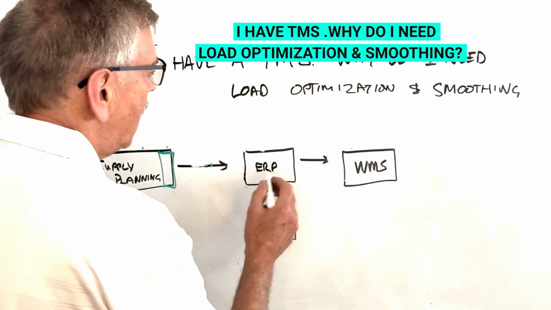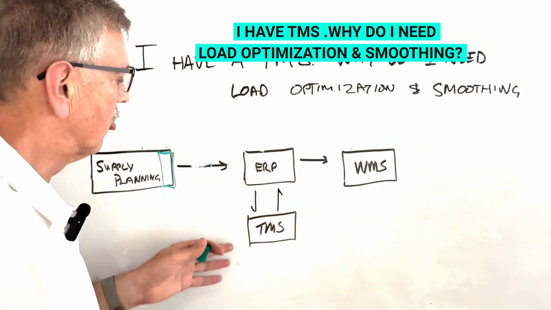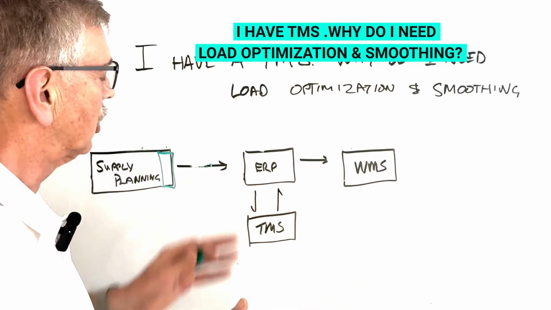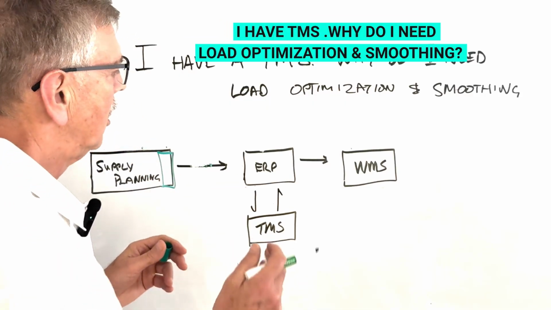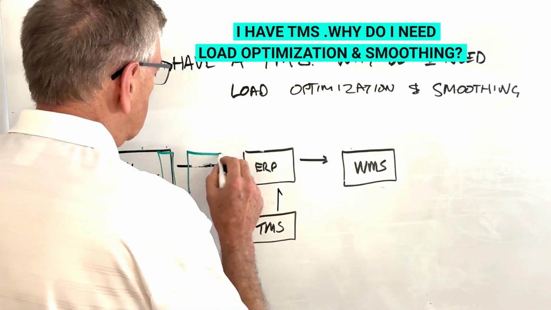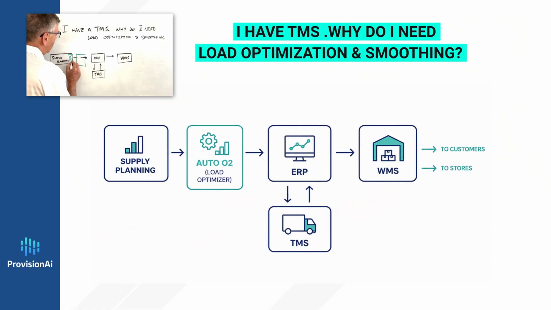Okay, it gets to the ERP, which says, I need to tender this load. The TMS says, can I find 10% more to fill on that truck? Answer, probably not, and it just flows through the system as a complete load. So what we do is replace the load builder in here with our Auto O2 load optimizer, automatic order optimization. It takes and fills the truck to close to 100%, goes to the ERP, and goes through the system pretty much in a way that is most efficient.